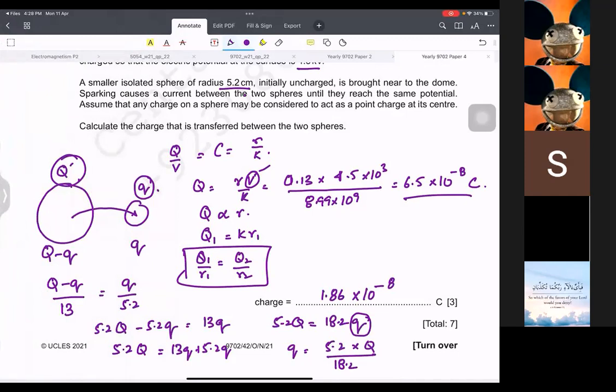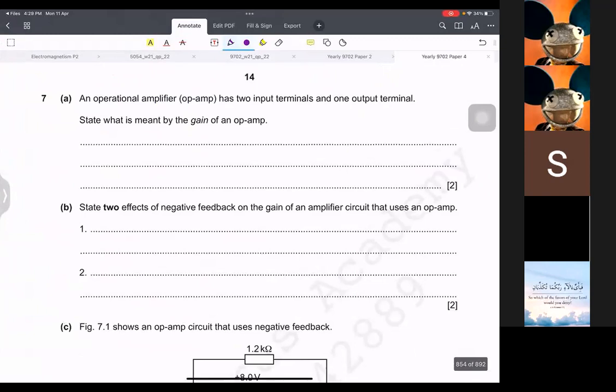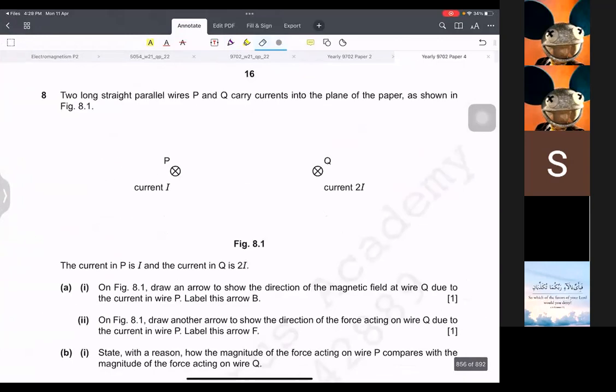Yes, sir. This was a very tricky question, but that's fine. Okay, so the op amp is gone. Such an easy thing. All right, then question 8.